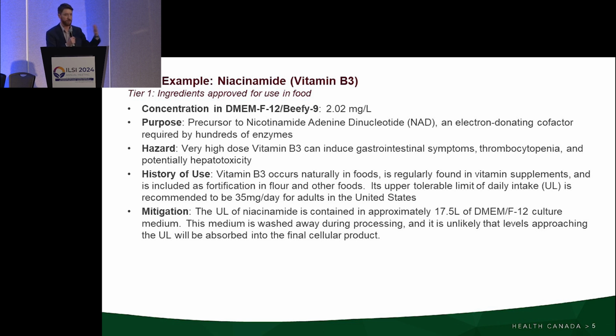So just some examples. A good example of a tier 1 ingredient would be niacinamide, vitamin B3. It's approved for use in food. The upper tolerable limit of niacinamide is contained in about 17.5 liters of DMEM/F12 medium. So a daily portion of cellular agriculture meat would have to take up 17.5 liters' worth of niacinamide to reach the upper tolerable limit, which is unlikely. So it is a lesser hazard.